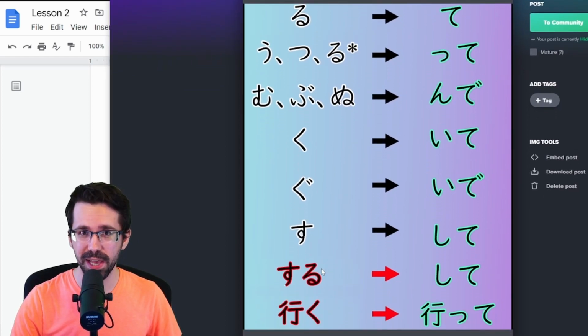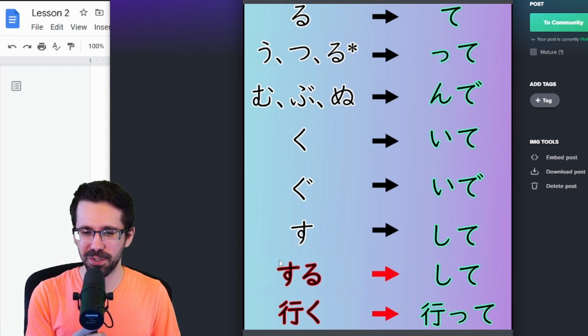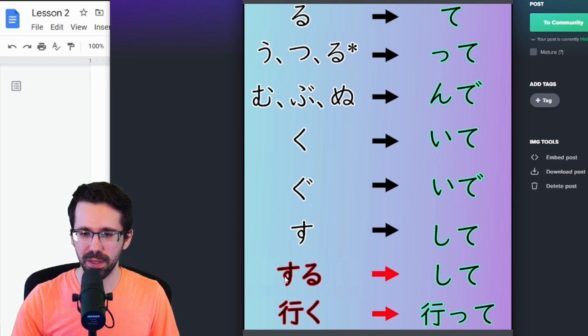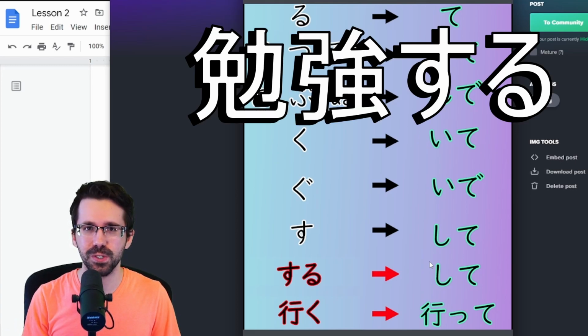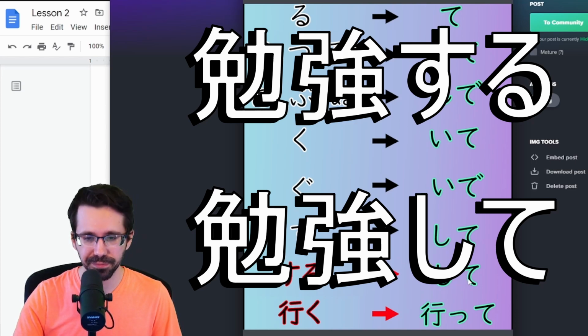That's why they're in red, because they are irregular. They don't follow the rules. Suru is an example. Suru will almost always conjugate its own way. It does what it wants. It's a little bit tricky in that regard. Suru, the entire word just changes into shite for te form. So if you wanted to tell somebody to study, we know study is benkyou suru, and as a command it would be benkyou shite, because the entire suru changes into shite.